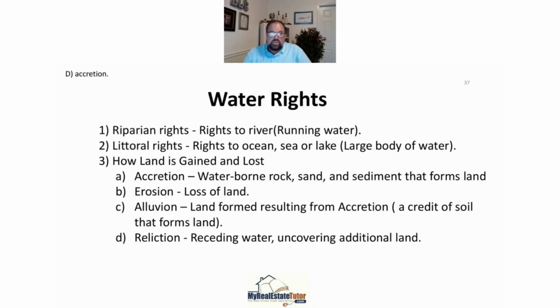So here's how this works. If you look under number 3, how land is gained and lost, okay? So accretion is the waterborne rock, sand, and sediment that forms land. Erosion is the loss. Now, there's that term alluvion. Accretion and alluvion are kind of similar, but alluvion is land formed as a result. Remember, accretion forms land because of the elements. Alluvion is already established because of accretion, okay? So it's accretion of soil that forms land.